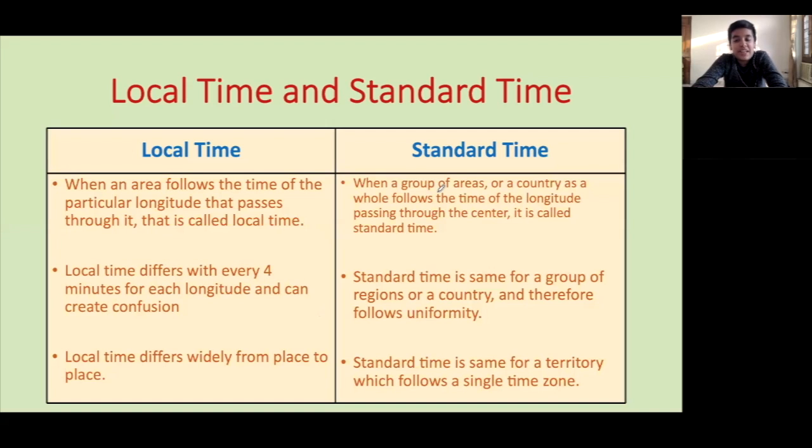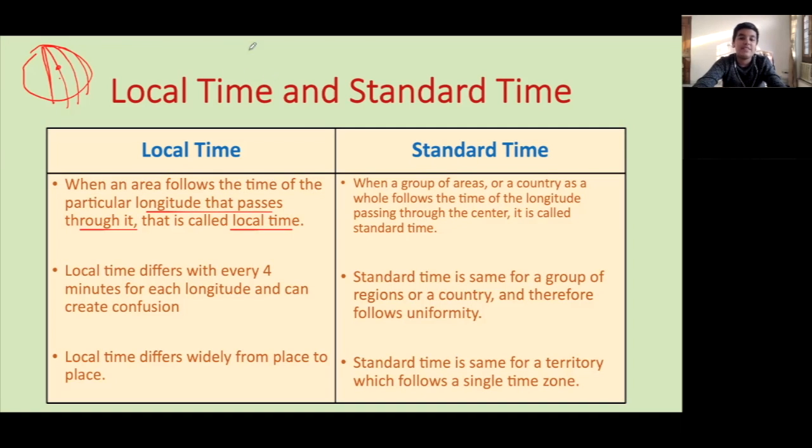Difference between local time and standard time. Local time is when an area follows the time of the particular longitude that passes through it. So there are 360 meridians on the globe. If a place follows the time of a meridian passing through it, then that is known as local time. Standard time is when a group of areas or a country as a whole follows the time of the longitude passing through the center. It is called standard time.